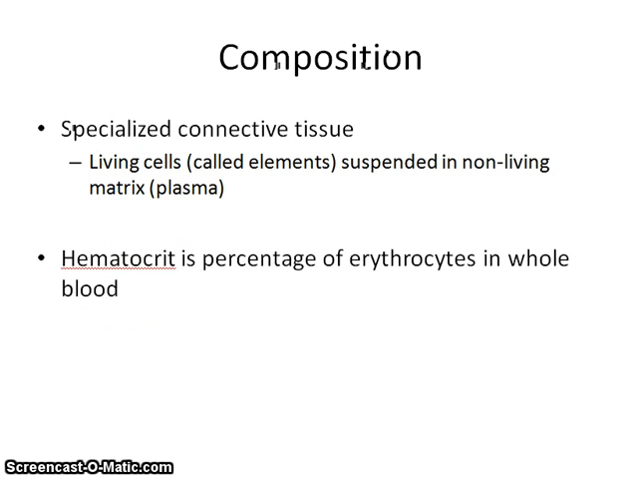So the composition of blood in general is that it's a connective tissue. So we've talked about tissues way back in the first couple chapters. There are living cells, and they're suspended in a non-living matrix. So that matrix, or that fluidy stuff, is called the plasma. Hematocrit is one of the tests that you do for blood, and it is the percentage of red blood cells within the entire whole blood. So if you're in a clinic that takes a lot of blood draws, you'll definitely hear that word thrown around.